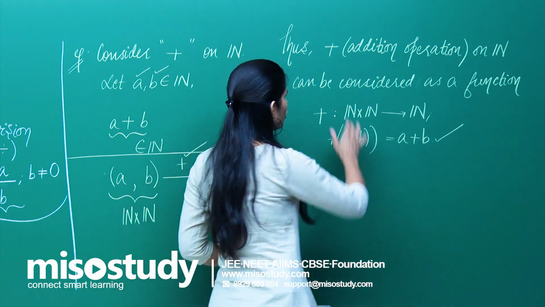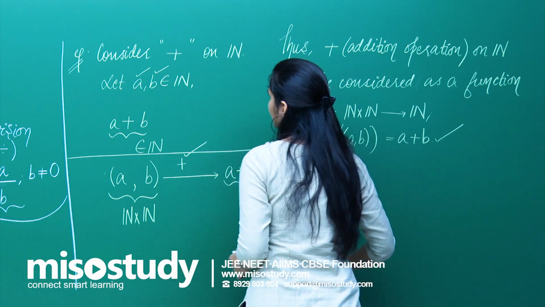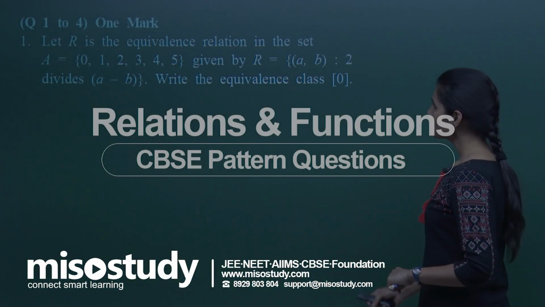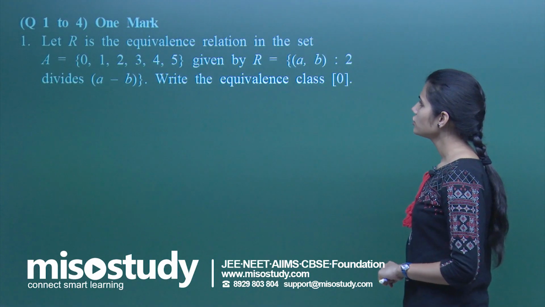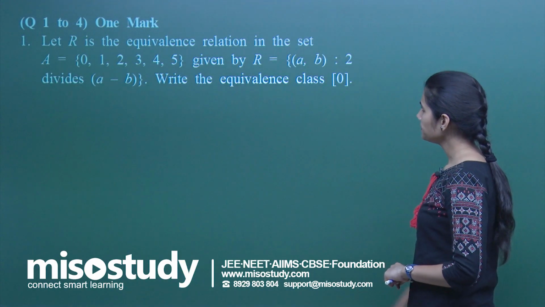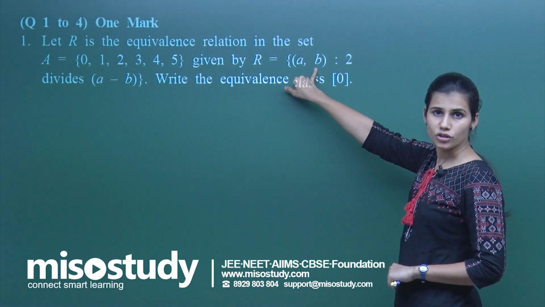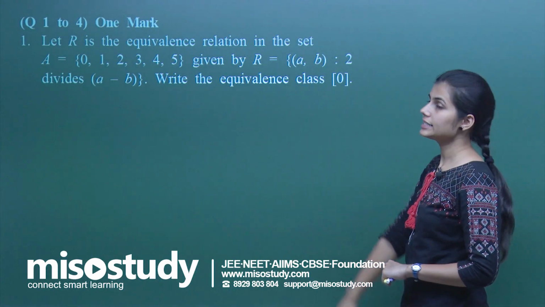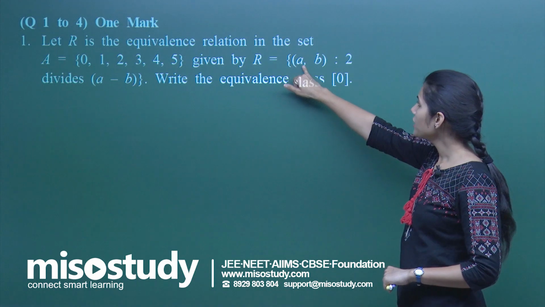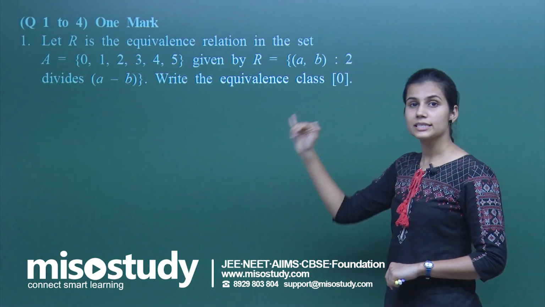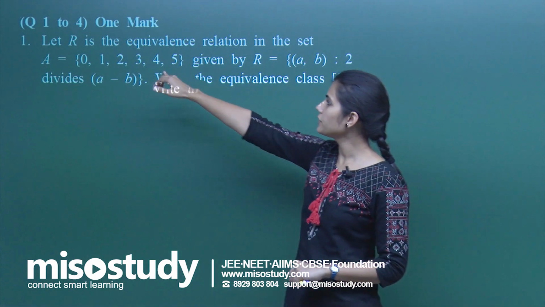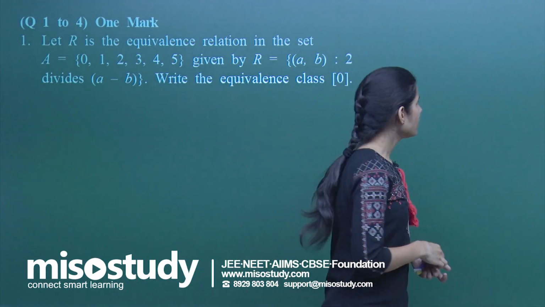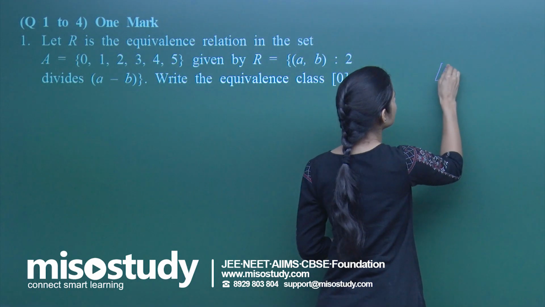So not just the addition operation on the set of natural numbers is a binary operation, but the first question says, for 1 mark, let R be the equivalence relation in this particular set given by (a, b) belongs to R provided 2 divides a minus b. That means a is related to b if and only if 2 divides the difference of a and b. Write the equivalence class of 0, where 0 is one of the elements in set A. What is the equivalence class of 0?